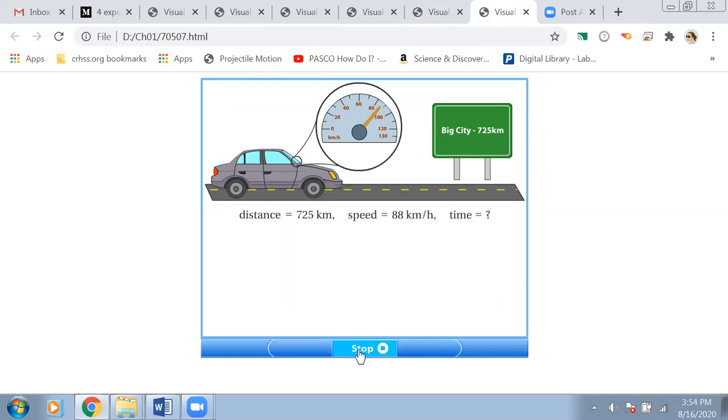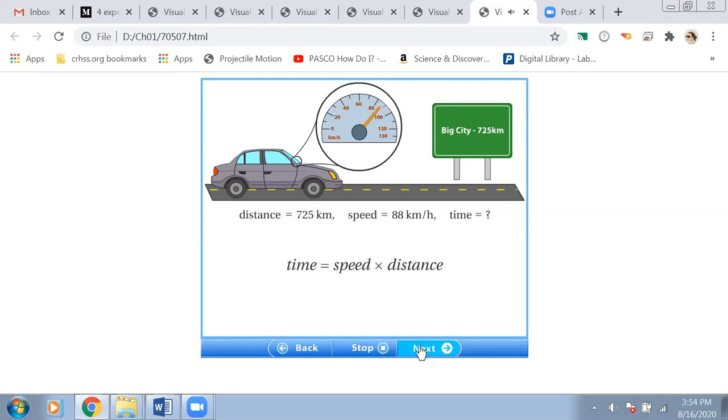Suppose we are about to take a trip to a city 725 kilometers away. We expect our average speed to be 88 kilometers per hour. How long will the trip take? We first verify that we have set up the equation correctly by making sure the dimensions of the answer are what we expect. Only one combination of speed and distance will have the proper dimensions to give us the time.